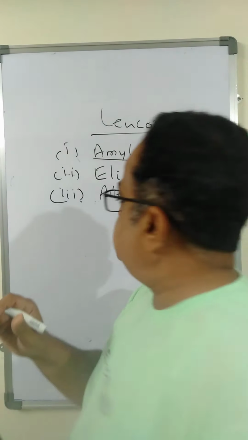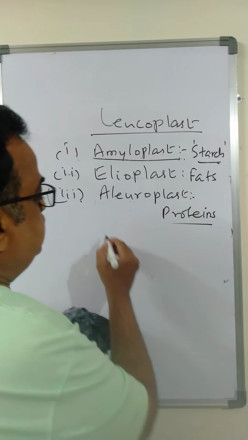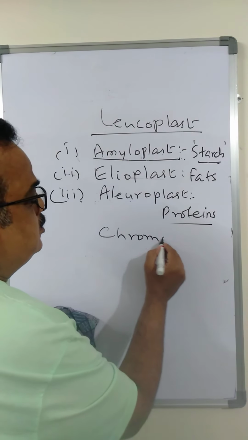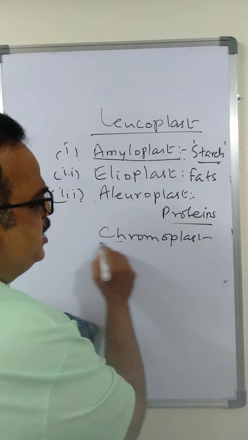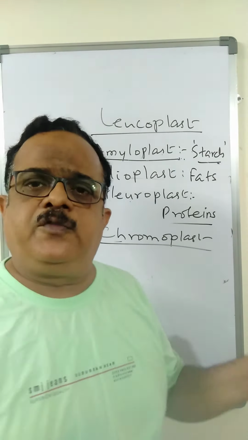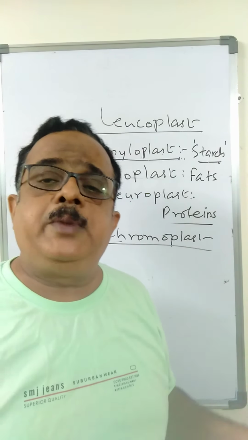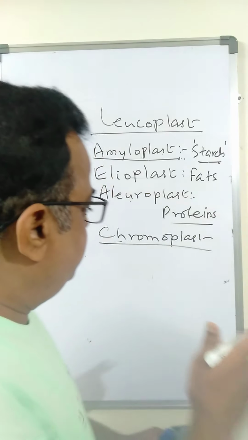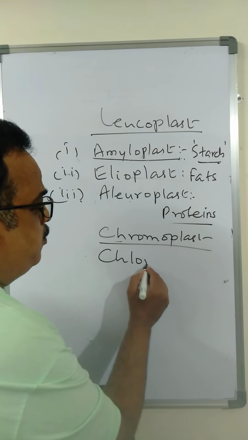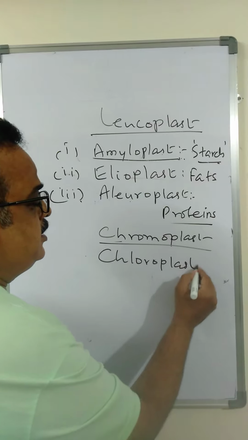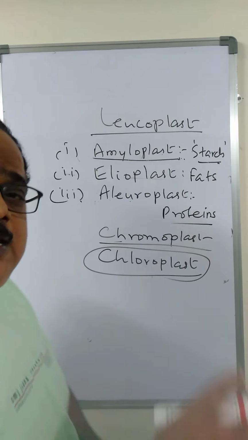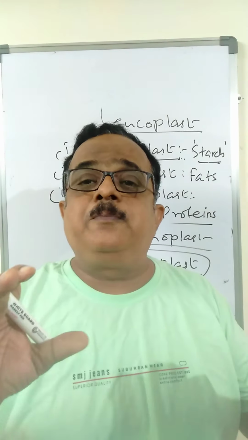Come to the second category, known as chromoplast. Chromoplast means colored plastid. Different types of colors are present, that's why it is named chromoplast. But the third one is known as chloroplast, which is a green colored plastid.